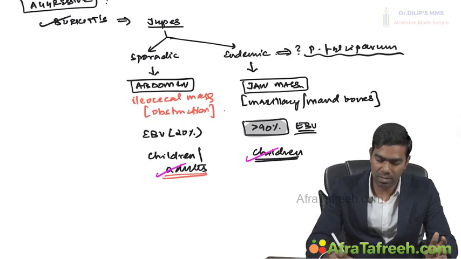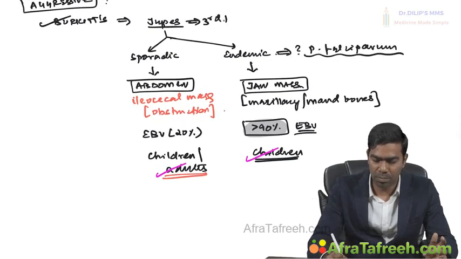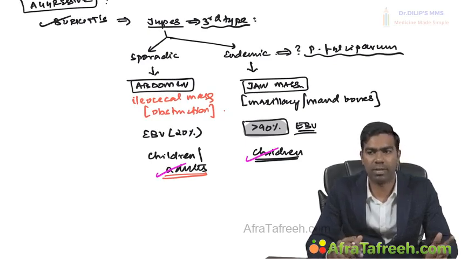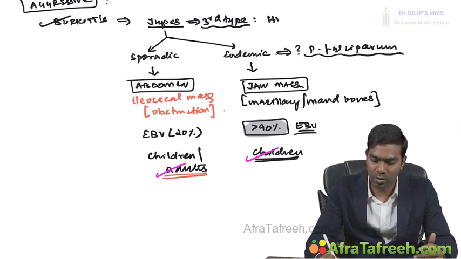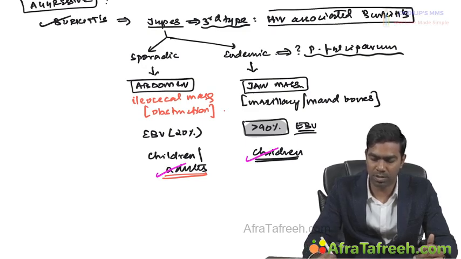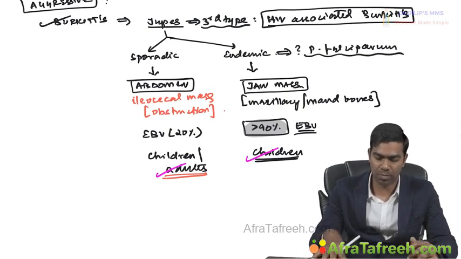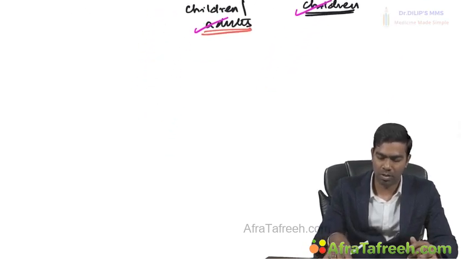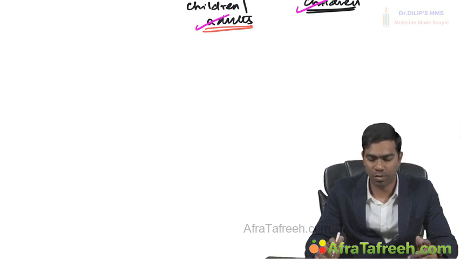And what are the other types? The third type of Burkitt's, which I didn't mention, is not important because it's not given in many textbooks. But this is the third type of Burkitt's that's given in many hematology textbooks: HIV-associated Burkitt's. It's rare, but HIV also can result in Burkitt's. This is called HIV-associated Burkitt's lymphoma. Your standard hardcore medicine textbooks will not give you this.